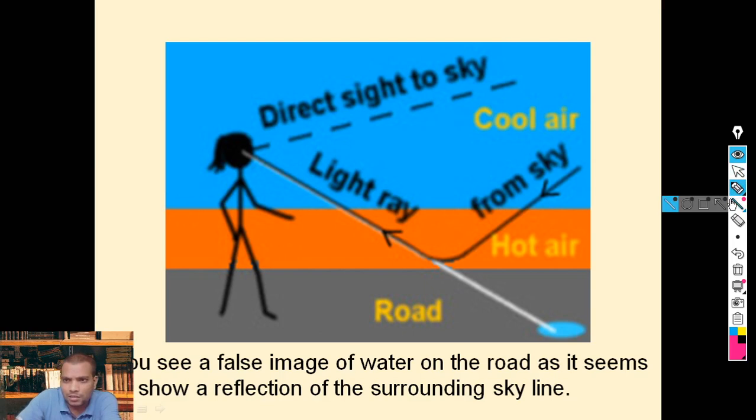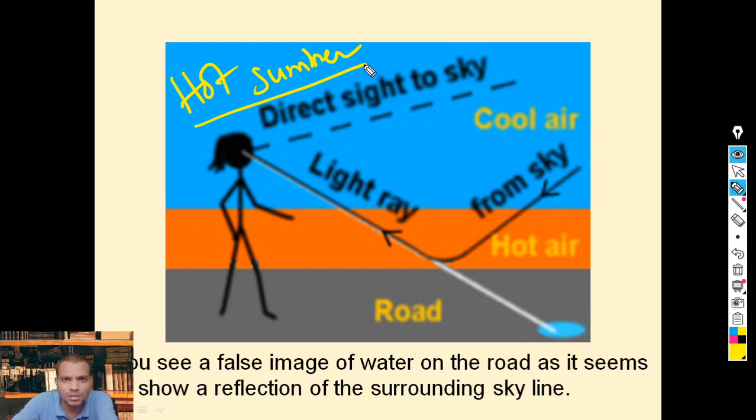The situation is like this. This is a hot summer season, a very hot summer season. Now what happens because of the hot summer? Due to the light, the surface of the road becomes hot. And we know that the air present just above the road also becomes hot.